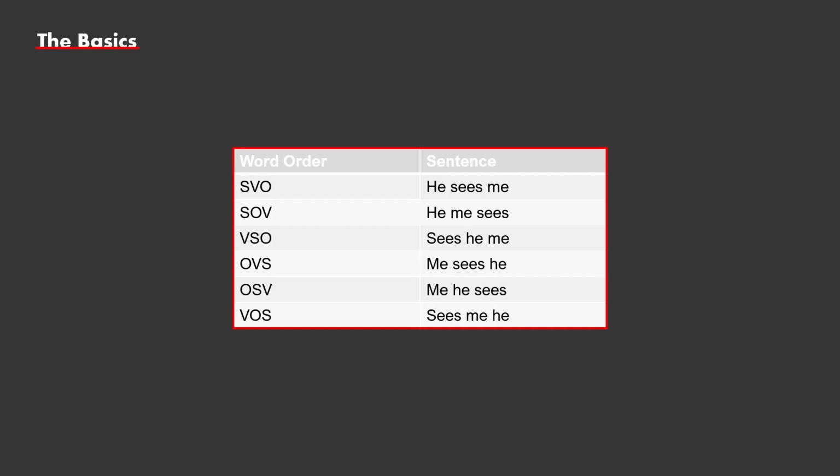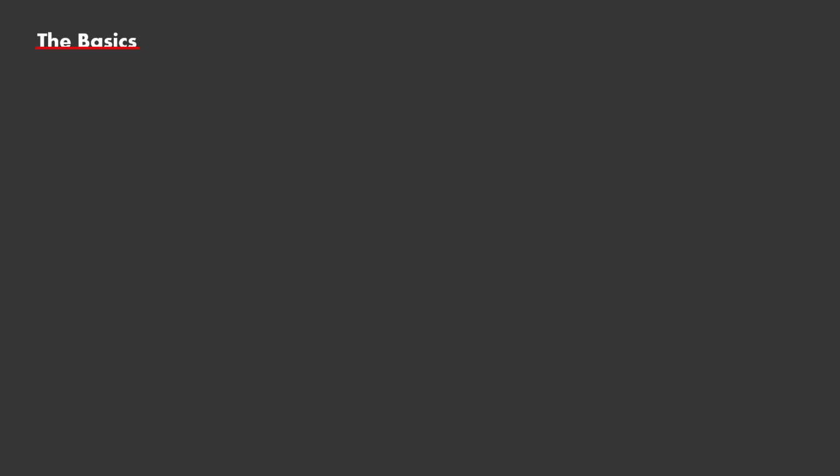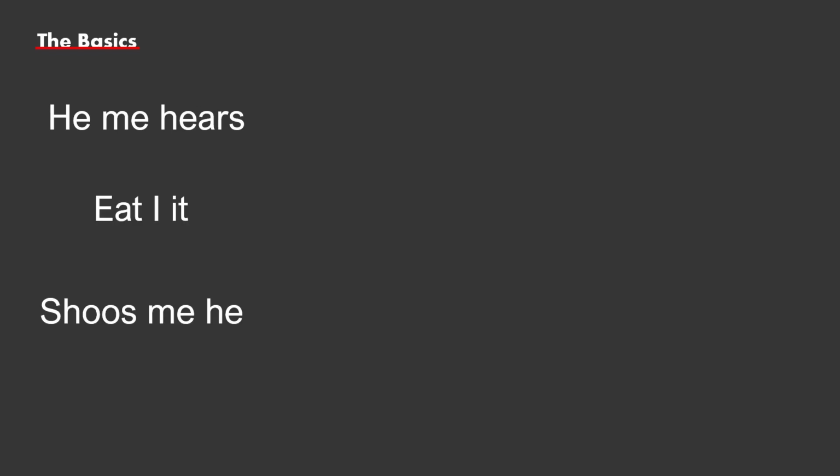"He sees me" is the default word order of English. And some other languages use "he, me, sees", SOV. Other languages use something that's less common, such as "sees, me, he". So through some example sentences, "he, me, hears", "eat, I, it", "shoes, me, he", "could be, you, it", we can determine 3 different parts. The verb, of course, is hears, eat, shoes, and could be.